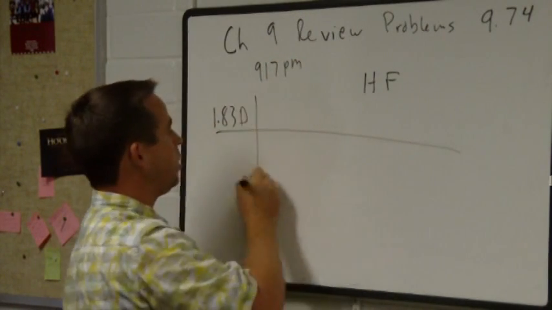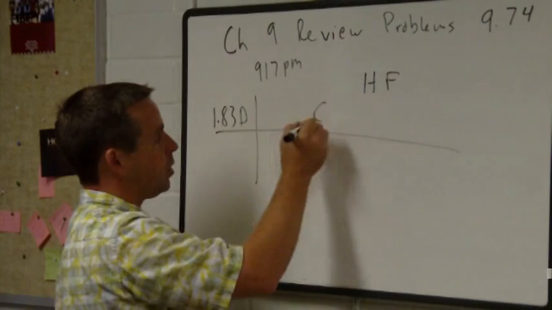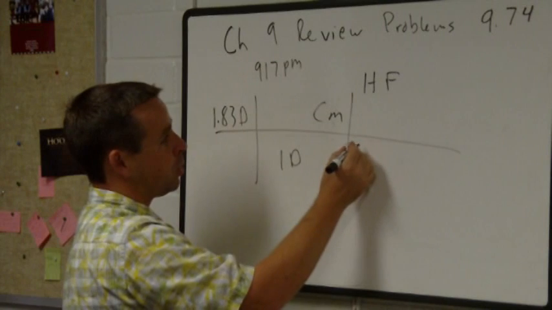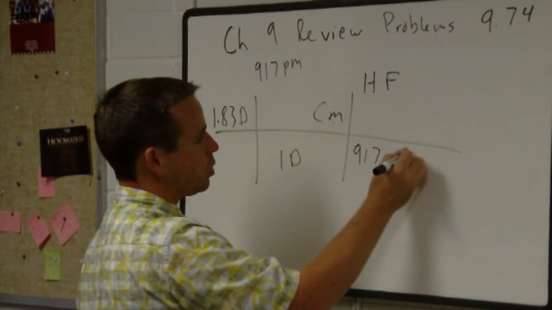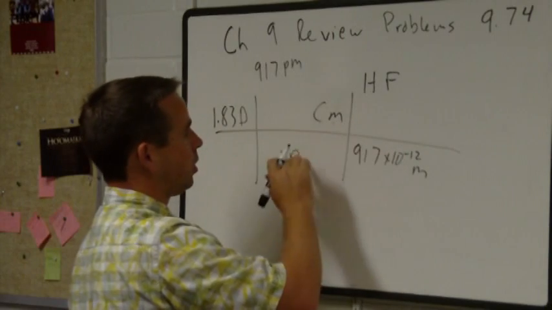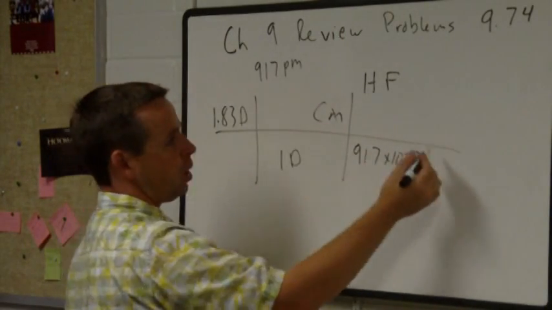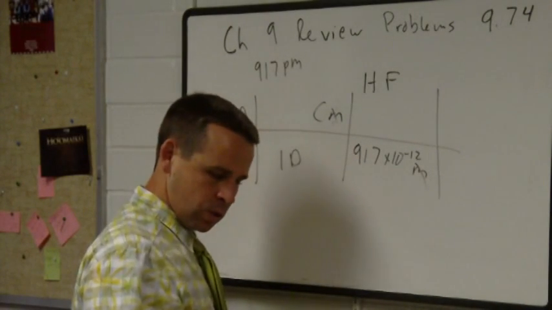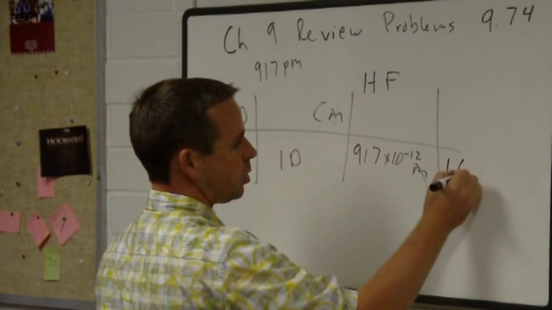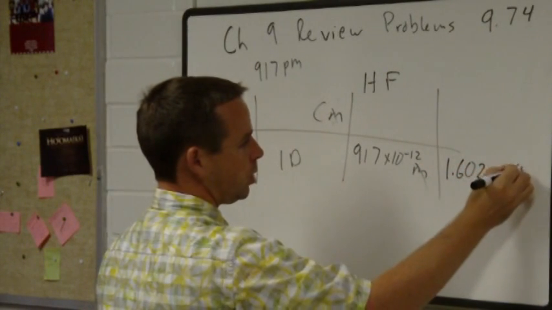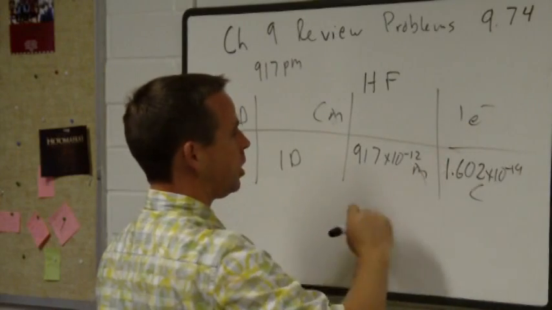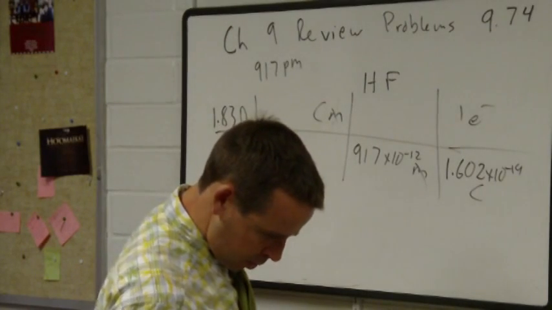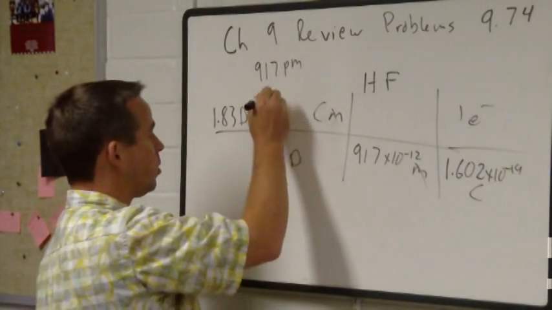All right, so again, for every 1 debye, there's, what was it, coulomb meters. And here we're going to put 917 times 10 to the minus 12 meters. That's the length. So we'll get rid of meters here. Coulombs, turn back to that page, it was 1.602 times 10 to the minus 19. This is how many coulombs for every electron. And how many coulombs were there per debye? 3.34 times 10 to the minus 30.